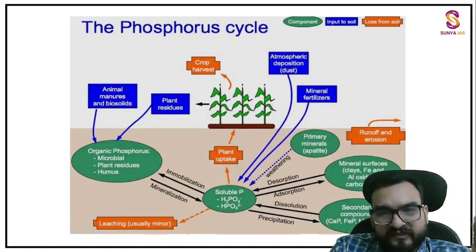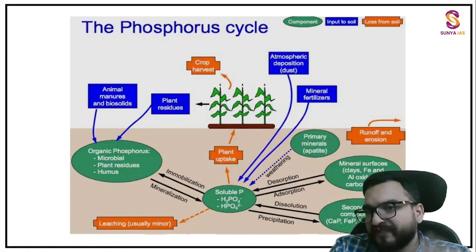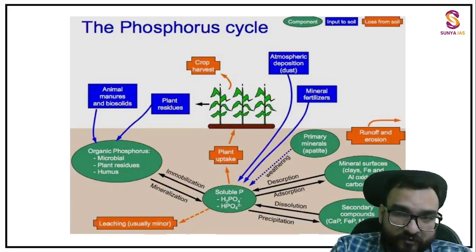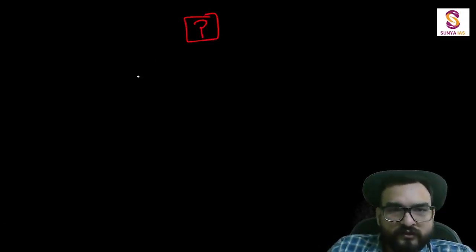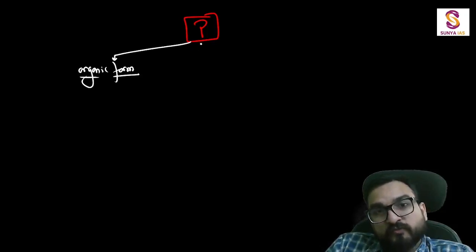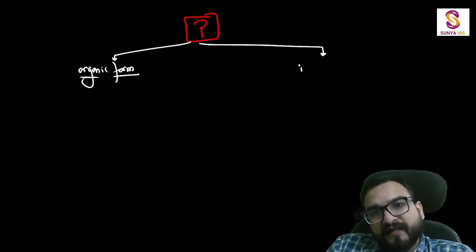The phosphorus cycle is this, but the phosphorus cycle from the agricultural point of view is different. Now we will be understanding it. Don't lose focus, otherwise it will become very difficult for you to understand. See, phosphorus will be present in soil in two forms. First one is the organic form, in the body of microorganisms. Second is the inorganic form, and this is what we require in the soil.